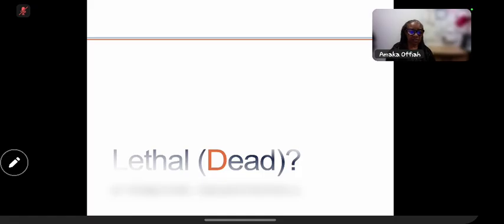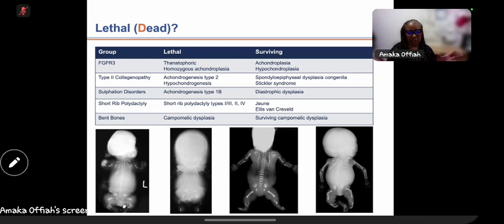Finally, we want to know if the condition is a lethal condition, the D for dead. And this is just a small table to show you some examples. We talked about the nosology, which divides into the different groups and the number of conditions under those groups. So we've taken here the FGFR3 group, the type 2 collagenopathy group, the sulfation disorders, the short rib polydactyly conditions. Polydactyly may or may not be present, and then the bent bones. And in this column here, the lethal condition, and in this column, the surviving equivalent.